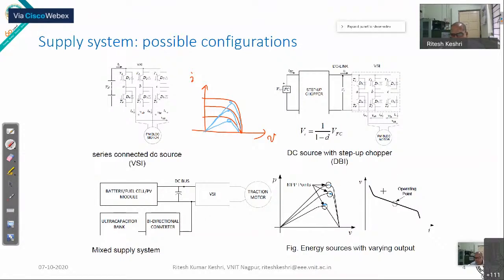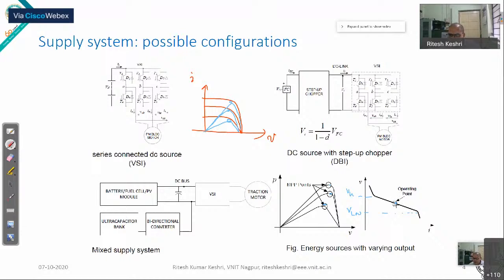One more thing. In the case of a fuel cell, when it is loaded, you will find that the voltage is low. When it is lightly loaded, the voltage is high. That's the problem. You need to maintain a particular operating point. It's 48 volts you have to maintain.